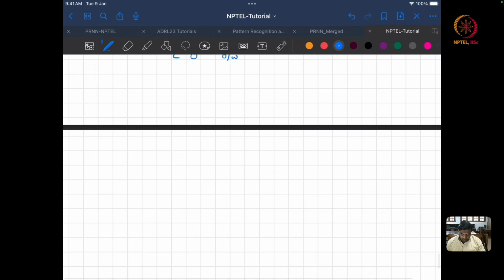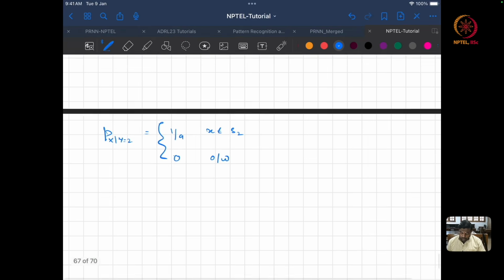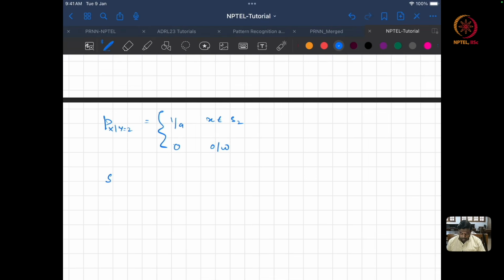And the class conditional for the other class, y is equal to 2, equals 1/9 for x belongs to region 2, and 0 otherwise. Now again, S1 intersection S2 is the same region, [2,3] cross [2,3].